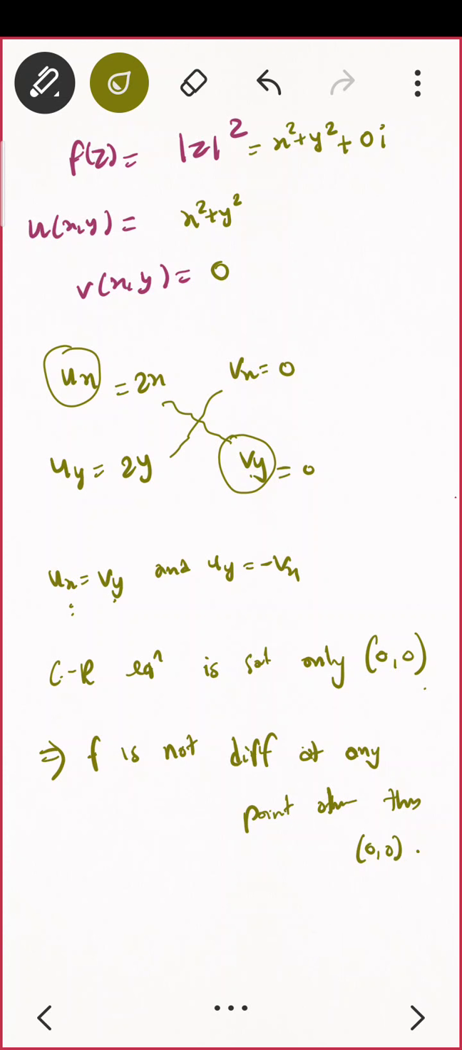Think about it. As I already told you, differentiability implies that the function must satisfy the CR equation. Now in this case, I saw that the CR equation is not satisfied by any point other than the origin. The CR equation is satisfied only at 0, 0. So I don't know whether the function is differentiable at 0, 0 or not. We don't know about that. But we are sure that the CR equation is not satisfied by any point other than 0. So I can conclude that it is not differentiable at any other point. Do you agree?